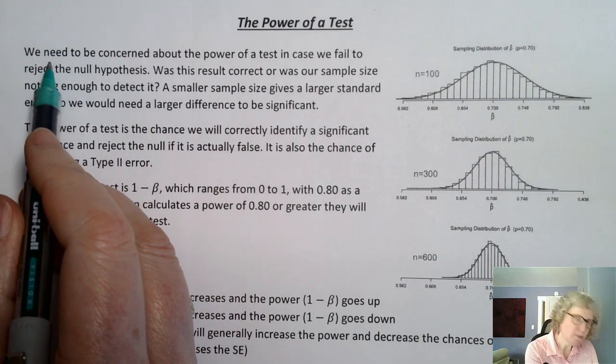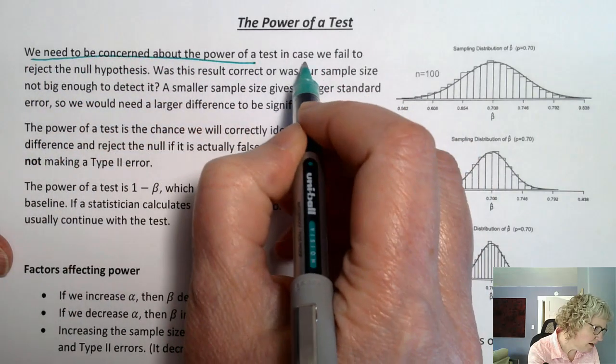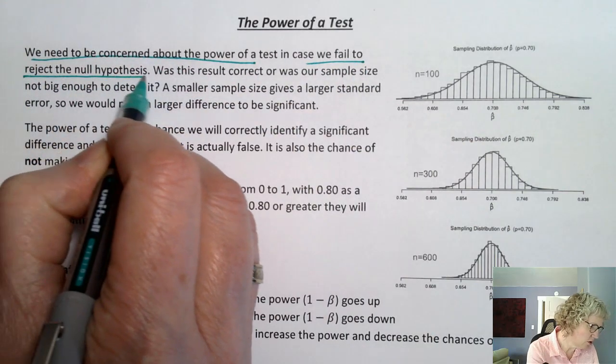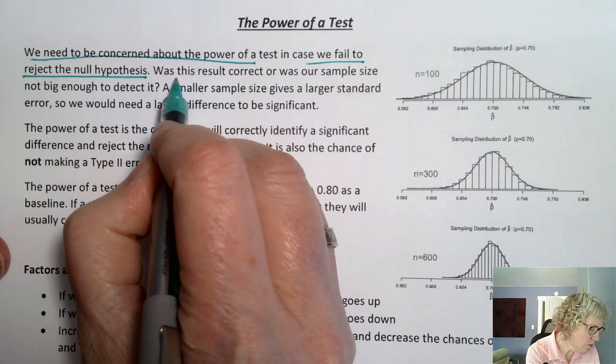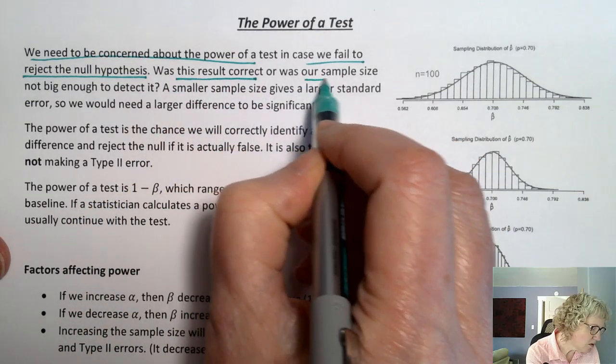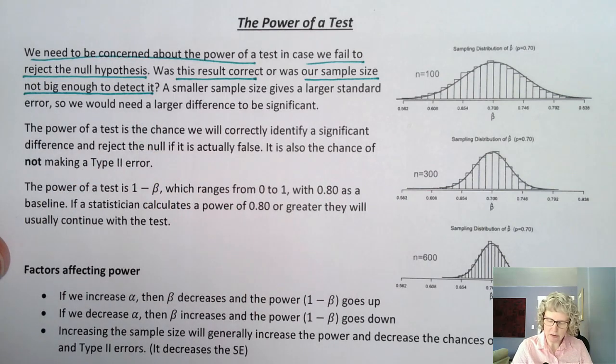We need to be concerned about the power of a test in case we fail to reject the null, okay? If we fail to reject the null, then it's kind of hard to know: was that result correct, or was our sample size not big enough to detect it? That is a big problem. We don't want to do this test and then say, I don't know.